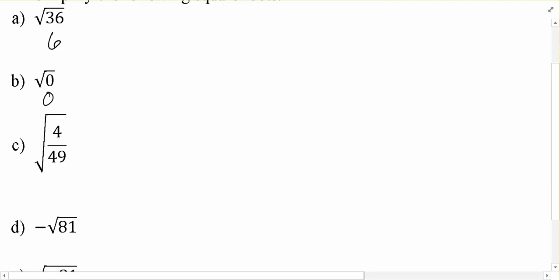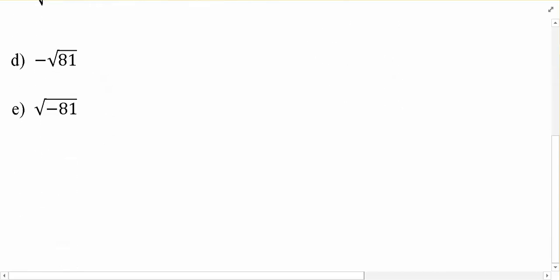Now for C, if I want to think about multiplying something by itself to get this fraction 4/49ths, I've got to think about how I multiply fractions. If I have a fraction times a fraction, I just multiply across the top and multiply across the bottom. And so what that tells me is that I can simply take the square root of the top and the square root of the bottom separately and get an answer of 2/7. Because if I multiplied 2/7 times itself, I would do 2 times 2 and 7 times 7. So taking the square root of 4/49ths does in fact get me 2/7.